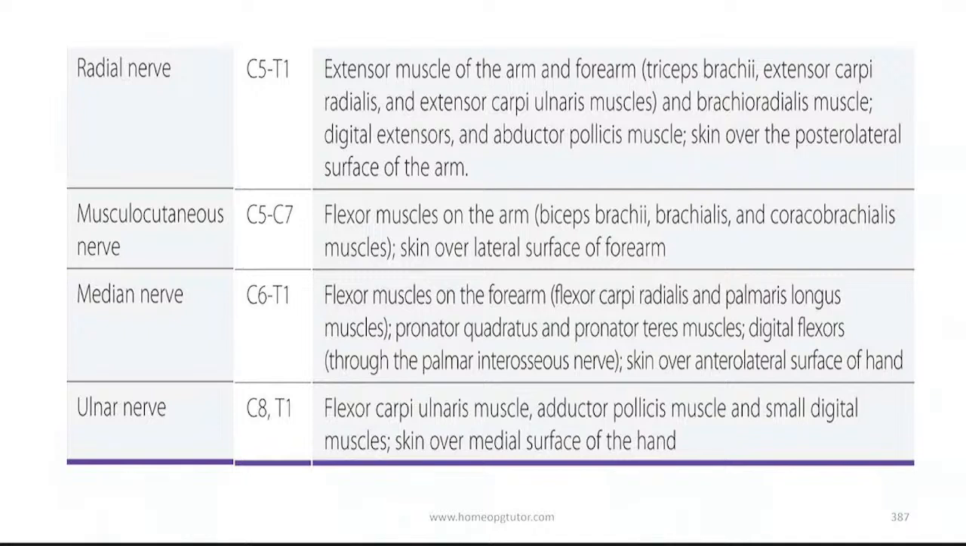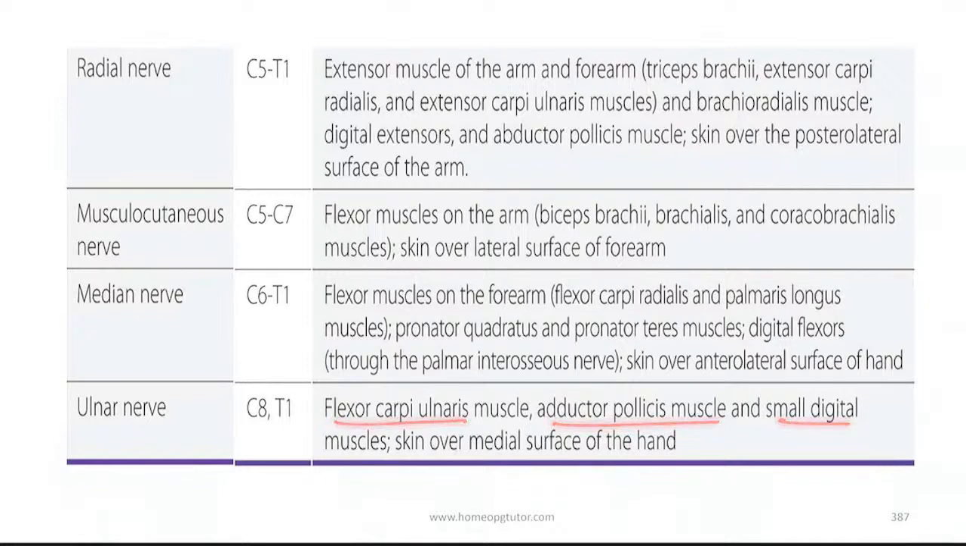Then coming to the ulnar nerve, it supplies the flexors of the hand, majorly the flexor carpi ulnaris. Not only the hand, the fingers. Okay, flexor carpi ulnaris, the adductor pollicis muscle, and small digital muscles, because ulnar nerve is otherwise termed as the fine movement nerve. Okay, ulnar nerve is responsible for the fine movement of the hand. So the fine muscles, that is the small digital muscles, adductor pollicis.